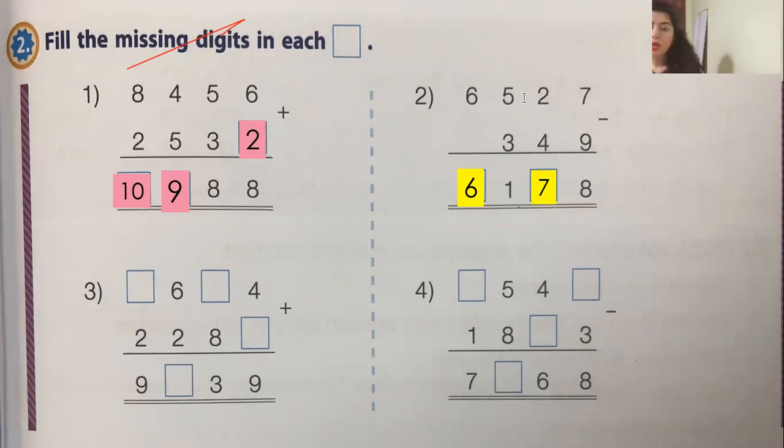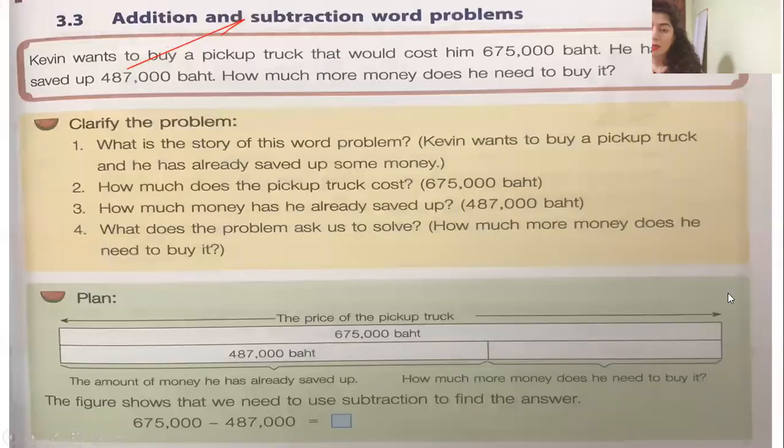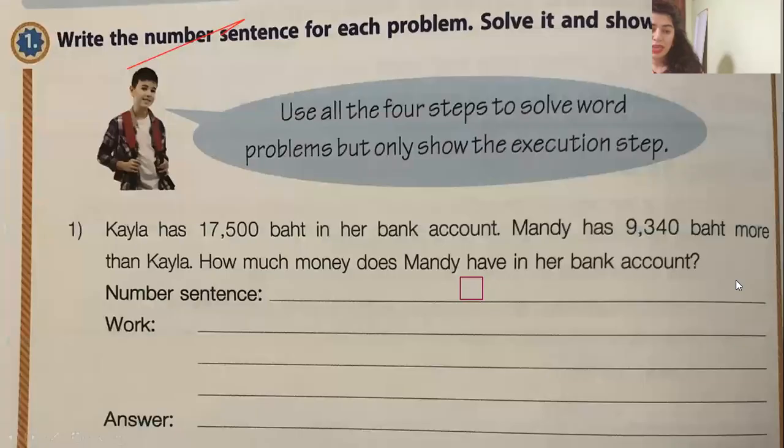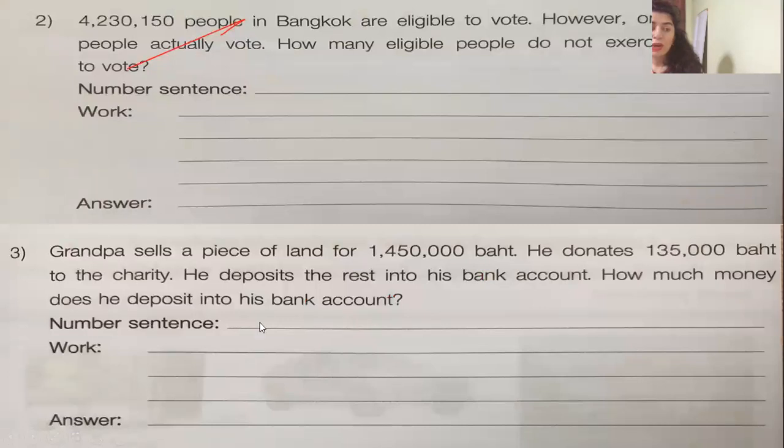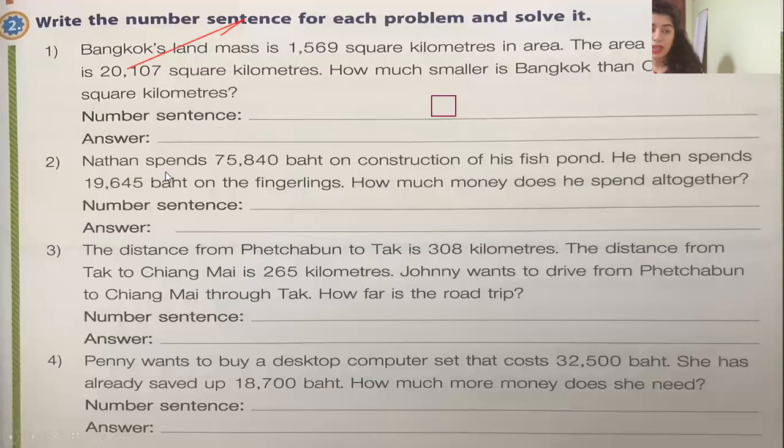Very good. So yesterday we had something that you should answer today. This one, no, because this one we answered yesterday. Number 3. We answered this, here. Number 2. Are you ready to answer it? Number 2. Nathan spent 75. Who can answer this question?